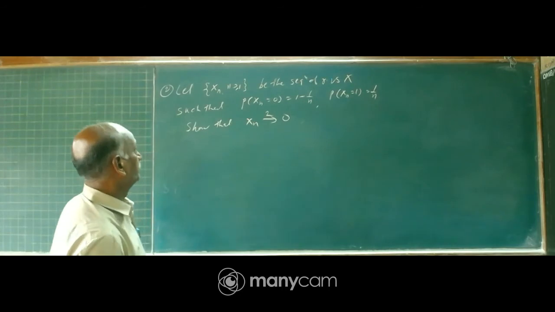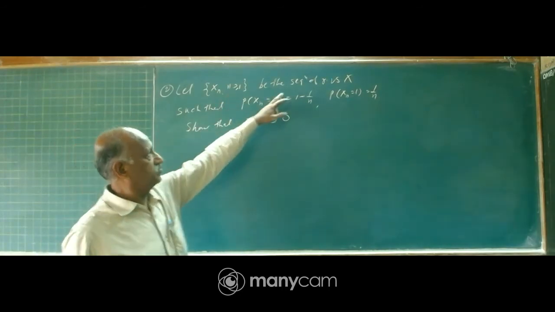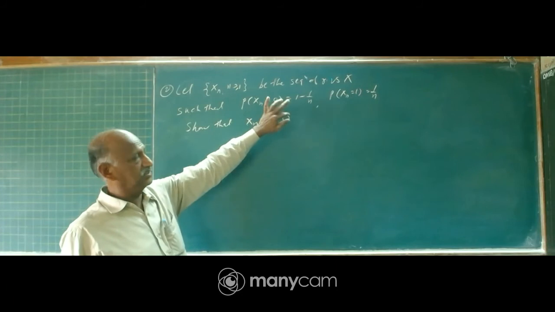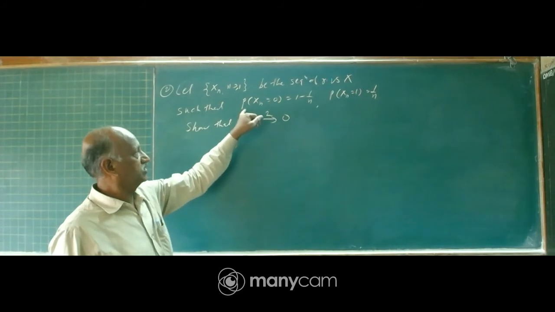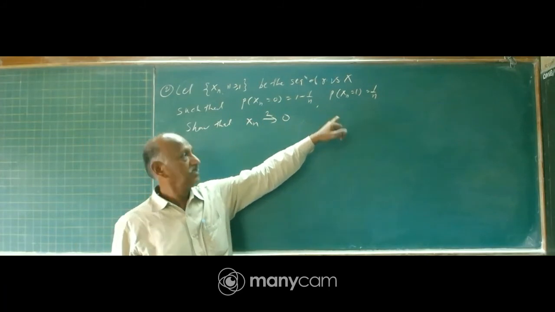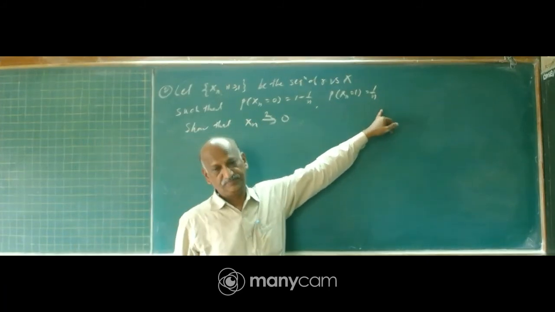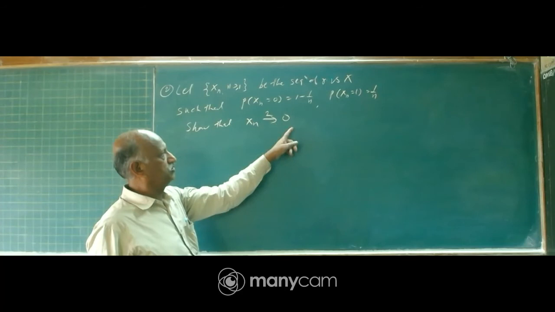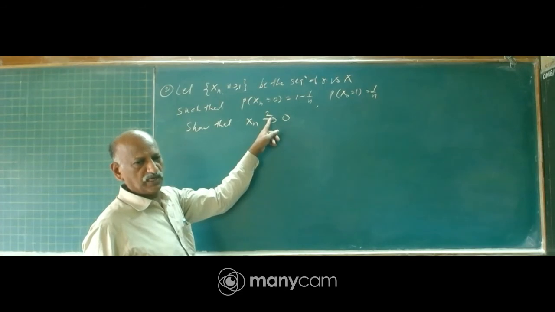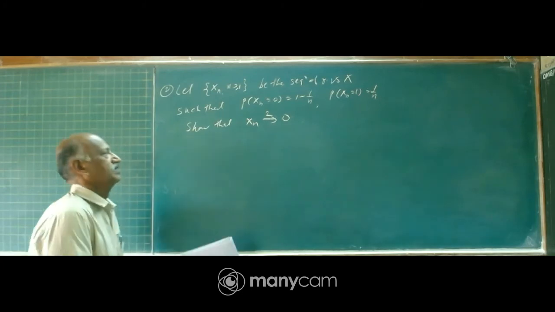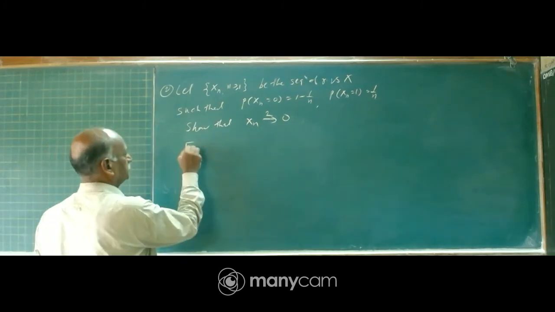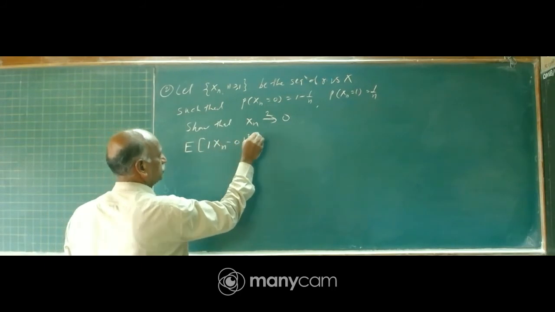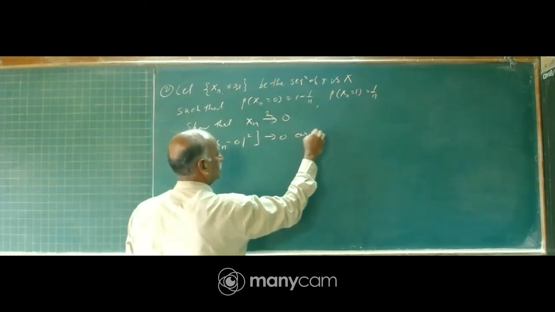Now, the next example. Let Xn, n greater than or equal to 1, be a sequence of random variables X such that, now we change the probabilities: P(Xn = 0) = 1 minus 1 by n, and P(Xn = 1) = 1 by n. Show that Xn converges to 0 in quadratic mean. What we need to show is that the expected value of modulus of Xn minus 0 raised to 2 tends to 0 as n tends to infinity.